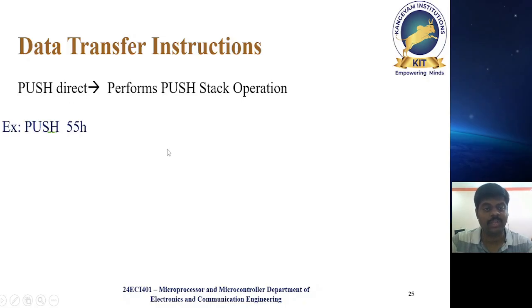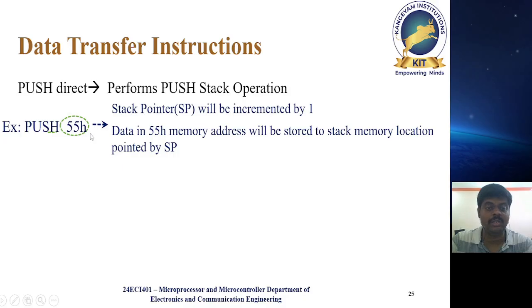From the example you will see, for example, PUSH 55. This 55 memory location is having some data. Here 55 is nothing but the address of the data. Direct means address of the data. So PUSH 55 means the data is taken from this memory location. First the stack pointer will be incremented by 1, and the data in the 55 memory location will be pushed to the stack. We will see that with an example.